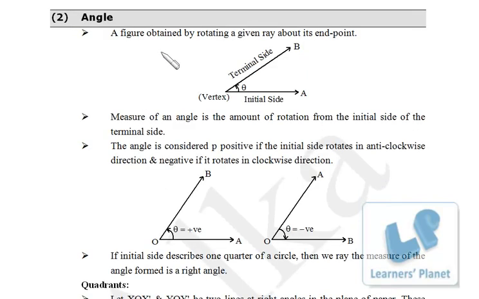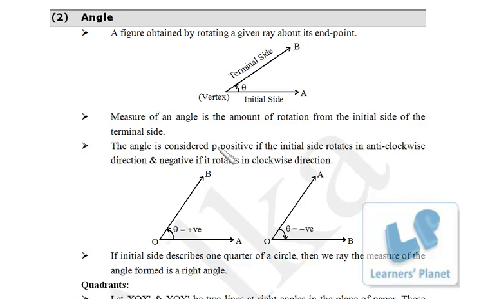Next is, what is an angle? A figure obtained by rotating a given ray about its endpoint, right? This is the initial side, this is the terminal side, this is angle, right? This is known to be vertex, initial side and terminal side, right? So that's angle, that's theta. Measure of an angle is the amount of rotation from the initial side to the terminal side. See, you don't have to mug up the definitions. It's just for your reference, right? Precisely all these things you know, because angles you might be learning from your grade 6 or 7, right? So you don't have to mug up the things. You just listen to me and just have some idea about it, right?